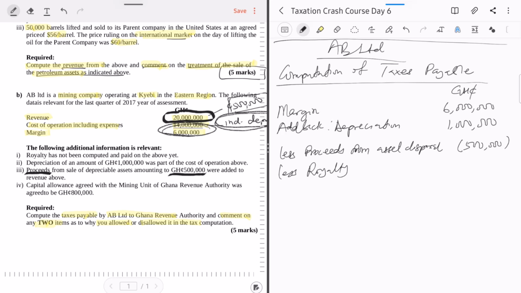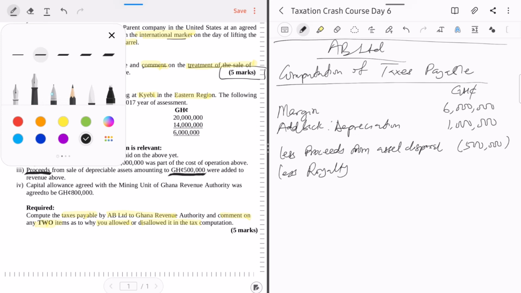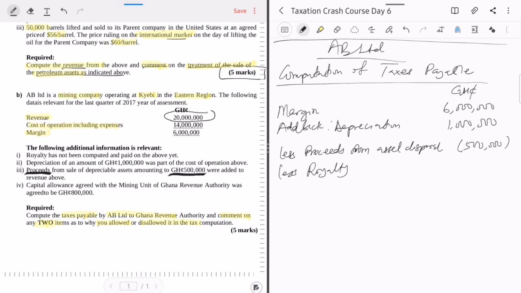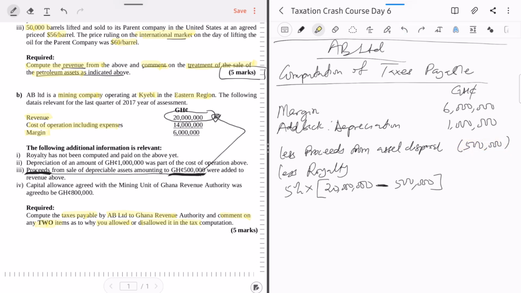So here, the revenue they gave is 20 million. But do you remember they said proceeds of 500,000 were added to the revenue? So if you compute 5% on that figure, you are computing royalty on the proceeds from the sale of the asset. So you need to remove the proceeds from assets from the revenue before you compute the royalty figure. So our royalty will be 5% on the 20 million after deducting the 500,000. Do you get it? This 500,000 is the figure from the proceeds of asset sale. My job is to compute my royalty, so I need to strip it out first.